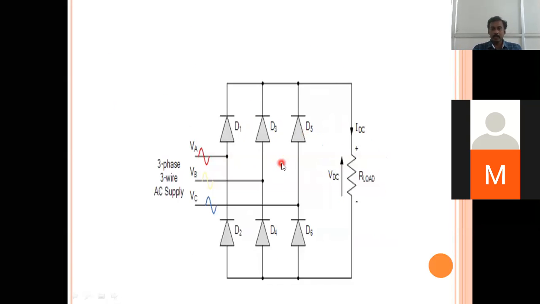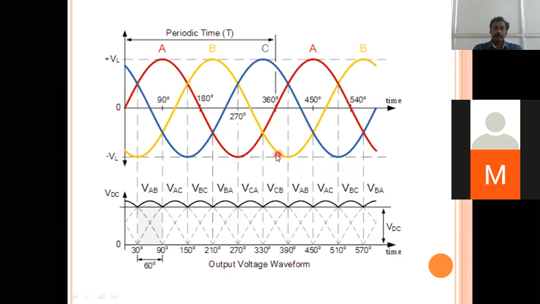Okay, similarly if you consider the conduction for these devices, D2 is going to have the conduction from 90 to 210. This is going to be from 210 to 330, and this is going to be from 330 to 450 degrees, that is, plus 120 degrees. Okay, so this is in the case of an uncontrolled rectifier.